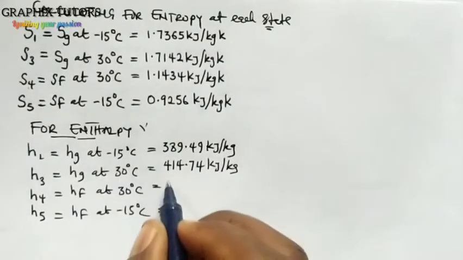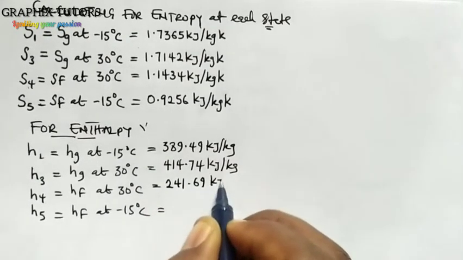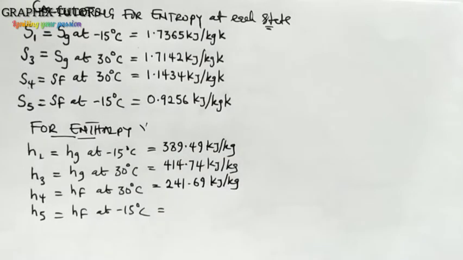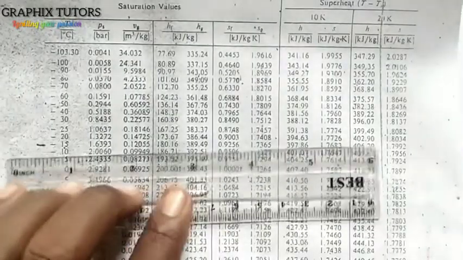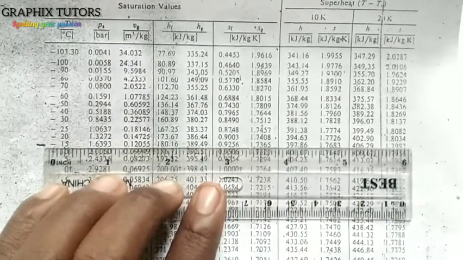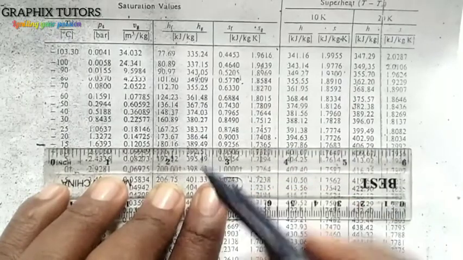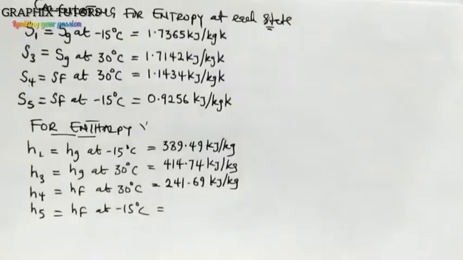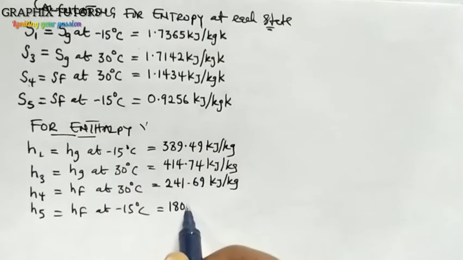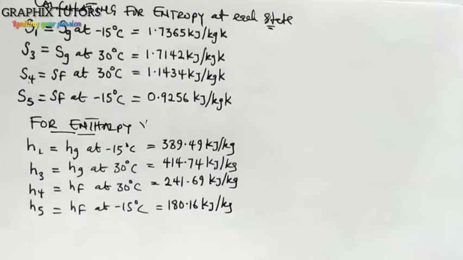We have 241.69 kilojoule per kilogram. And the next one is HF at minus 15. You check on the steam table. So HF at minus 15, this is minus 15 here. We have HF. This is HF here, and I will have what? 180.16. We have 180.16 kilojoule per kilogram. So we've gotten all our values.